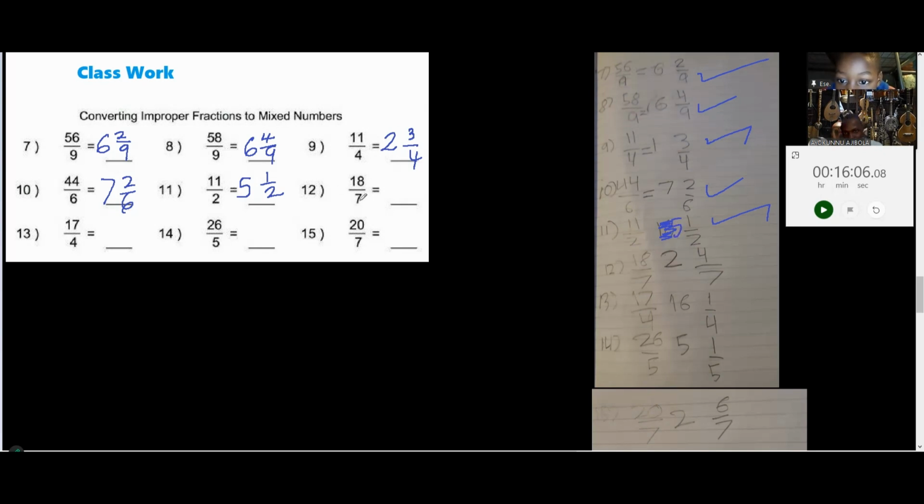So then how many 7 can go in 18? That's 2, which is 14. Remainder 4 over 7. And that's correct.